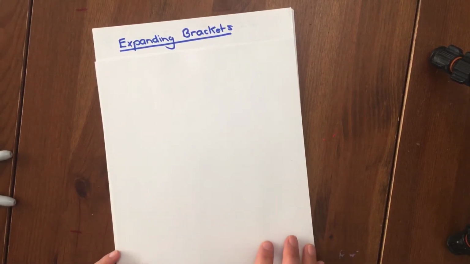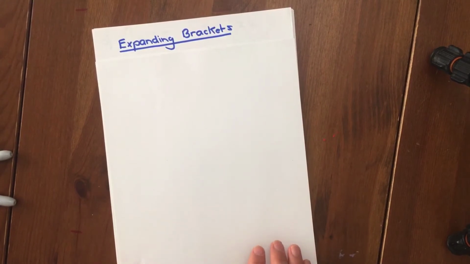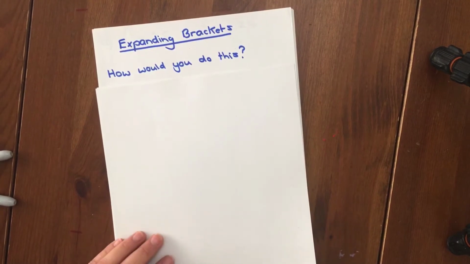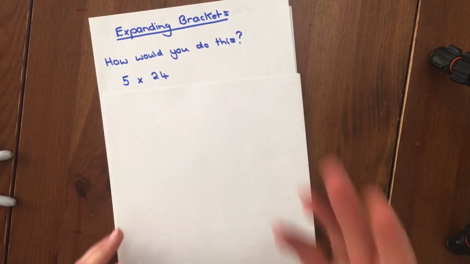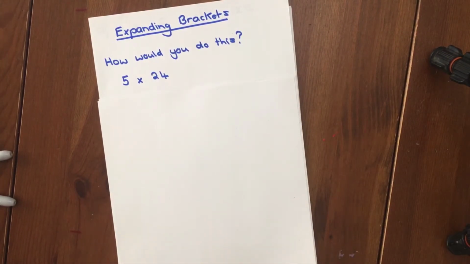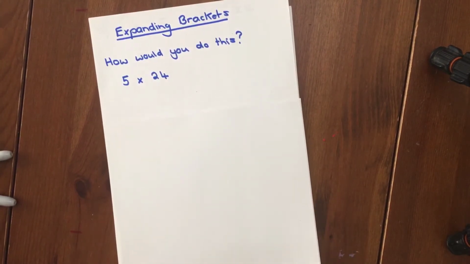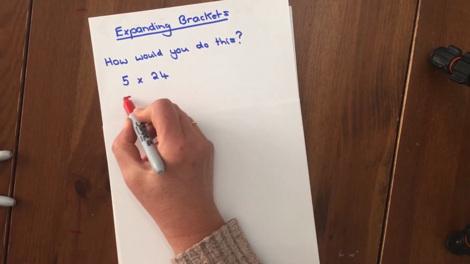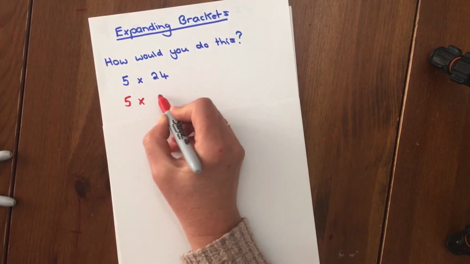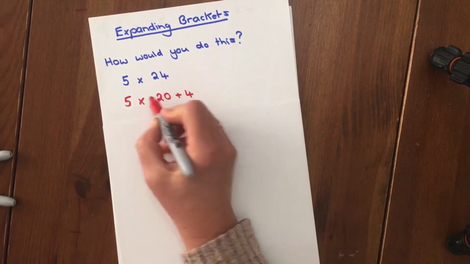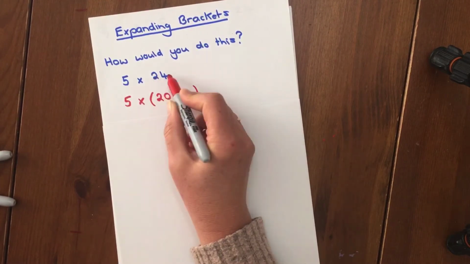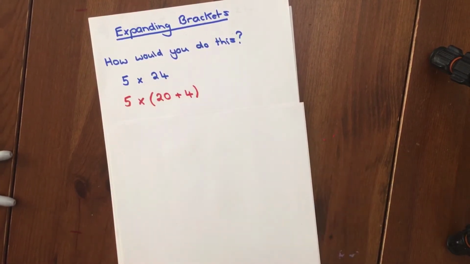Okay, in today's lesson we're going to look at expanding brackets. So, to introduce expanding brackets, I want you to think about how you could possibly do this question. Now, there's lots of ways you could do this, but I'm going to look at a particular way that uses brackets. So what I'm going to do is split the 24 into 20 add 4, 2 tens add 4 units.